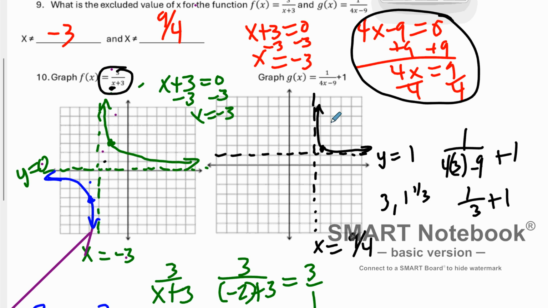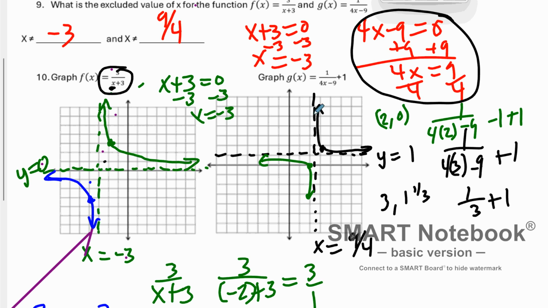Okay, and then second, I'm going to switch colors here. So instead of plugging in 3, I'm going to plug in 2. So 4 times 2 is 8 minus 9 is a -1, right? So I get -1 plus 1, I get 0. So I plugged in 2 and I got out 0. So I go over 2 and I get out 0. So about right there, I approach that one, and I approach the horizontal right there.